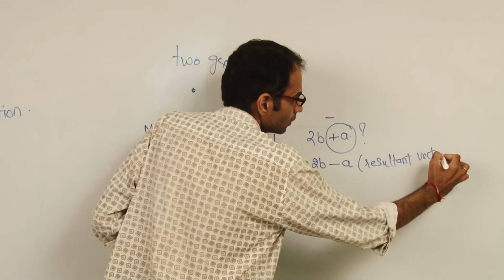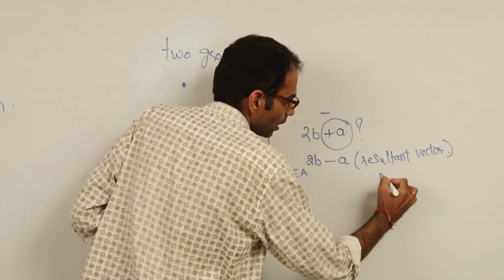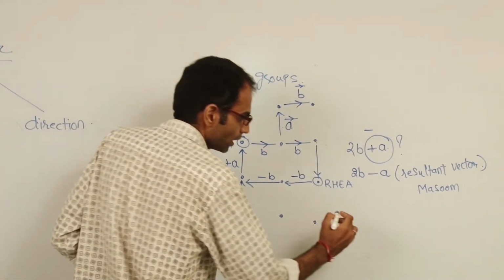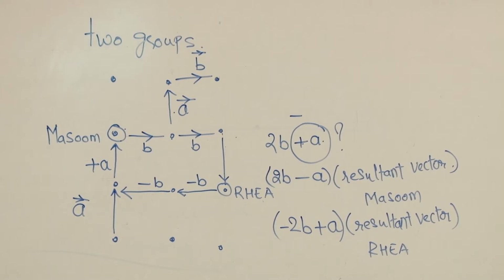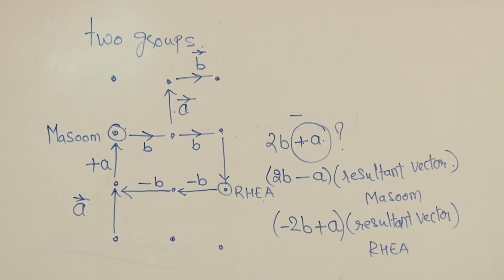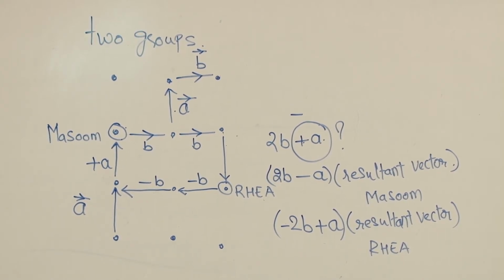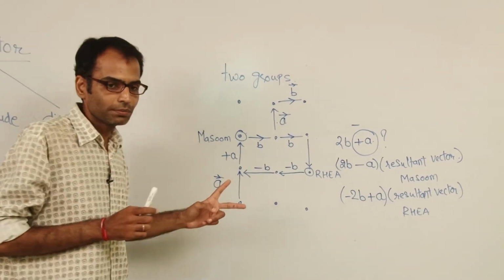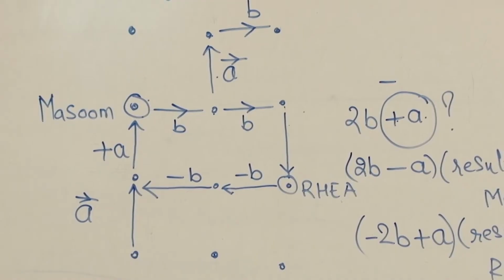vector for Masoom. Resultant vector for Rhea would be minus 2B plus A. The two resultant vectors for two different people at the same time because their paths are different.